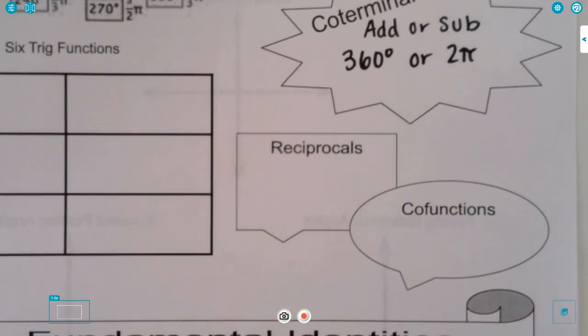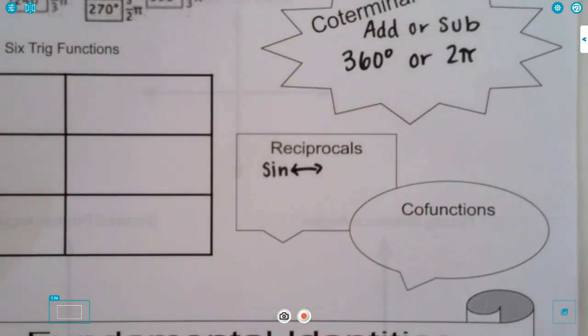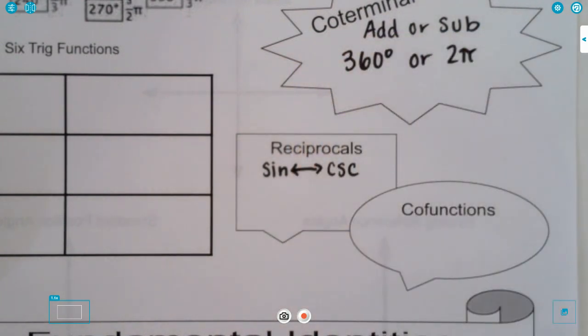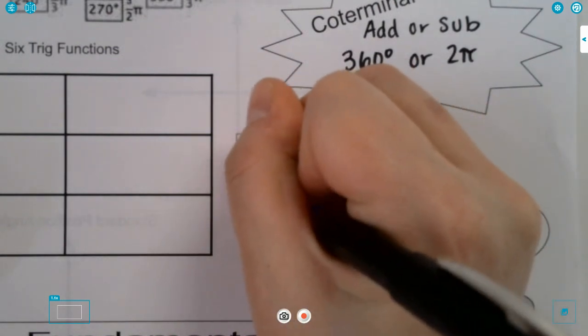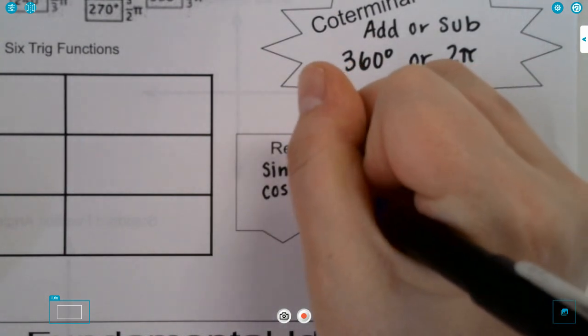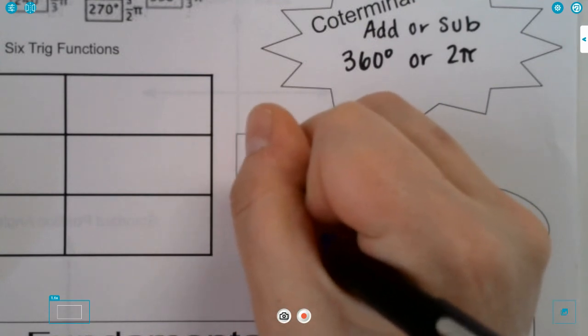Welcome to reality. Reciprocal functions. Reciprocal functions are the ones where you take the fraction and flip it. So sine is the reciprocal of cosecant. Cosine is the reciprocal of secant. And tangent is the reciprocal of cotangent.